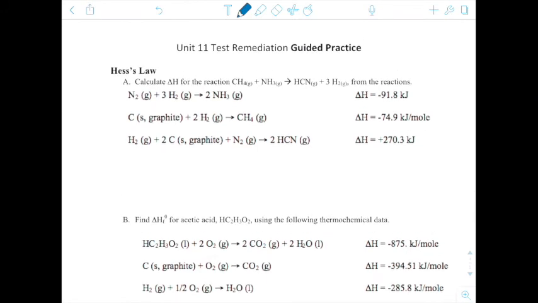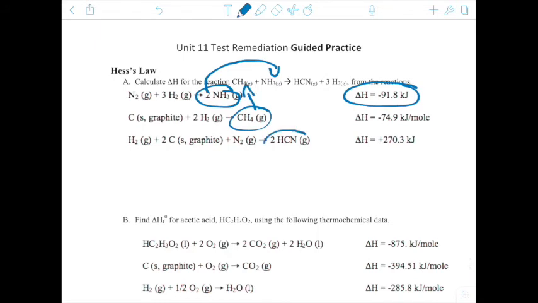Moving on to Hess's Law. It says calculate the delta H for the reaction of methane reacting with ammonia to produce hydrocyanic acid and hydrogen gas. Now, when we're using these, we're looking at the delta H for each individual thing. This is going to be ammonia, this is our methane, and this is our hydrocyanic acid. These are basically their heat of formation. Hydrogen doesn't have one because it is 0, since it's in its natural state.